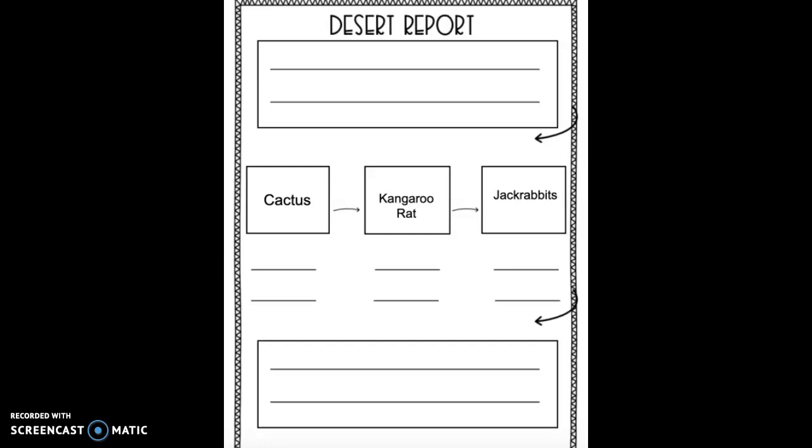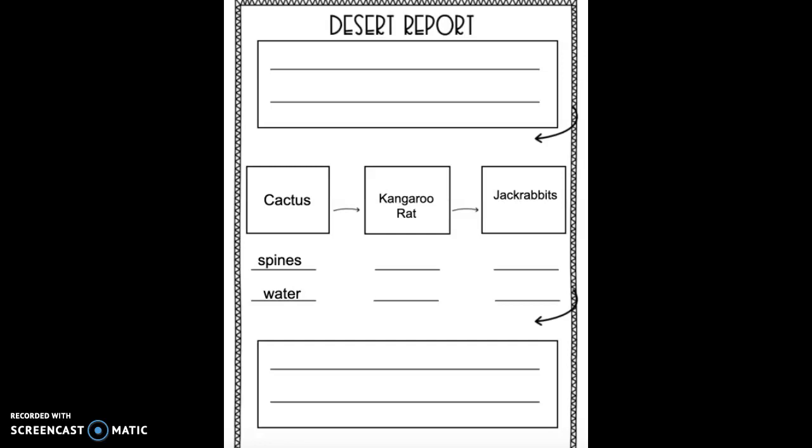Now I need to brainstorm some additional details about these things. For the cactus, the first thing I'm going to list is its spines. I remember the article mentioning that the spines of a cactus keep predators away. Next, I'm going to put water. I want to be sure to write about how a cactus stores its water in its stem.